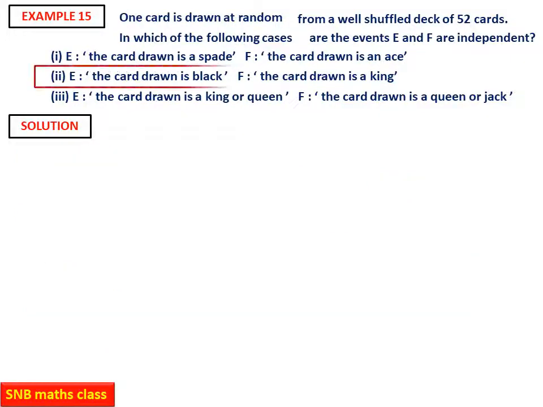Second part. So, let us try to do. Second part is this. E is the event: the card drawn is black. F is the event: the card drawn is king. Let us write. Here once again, number of S equal to 52.